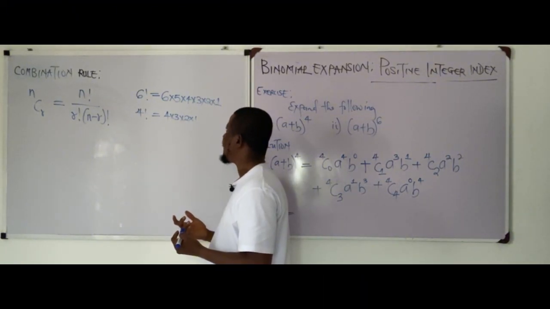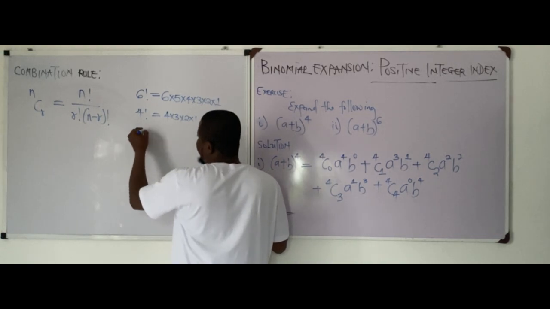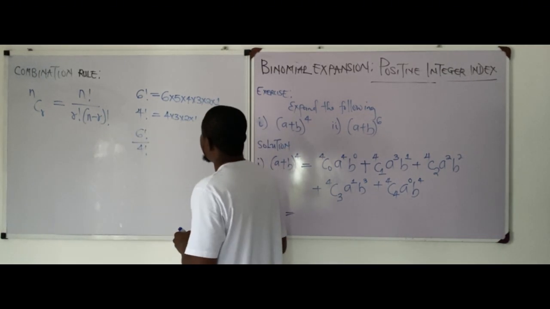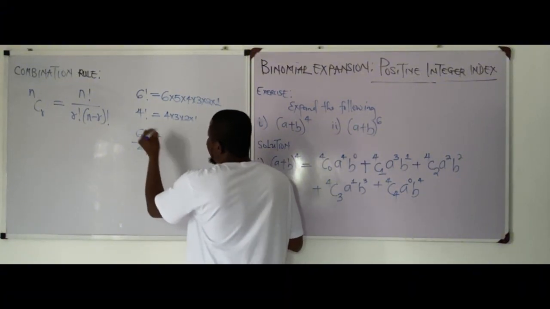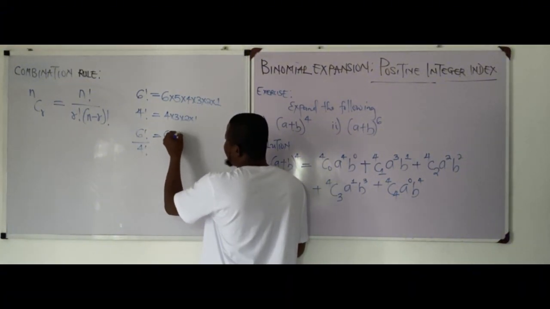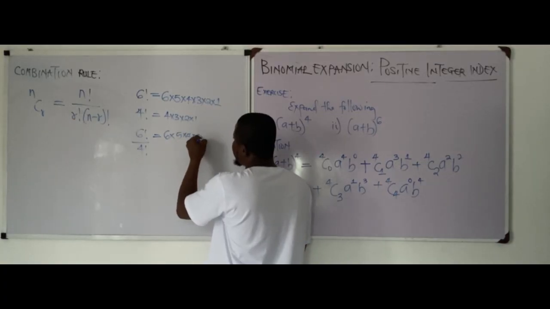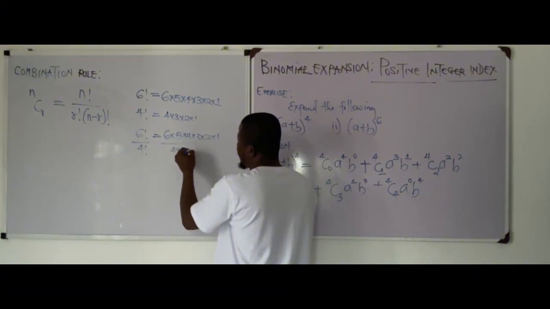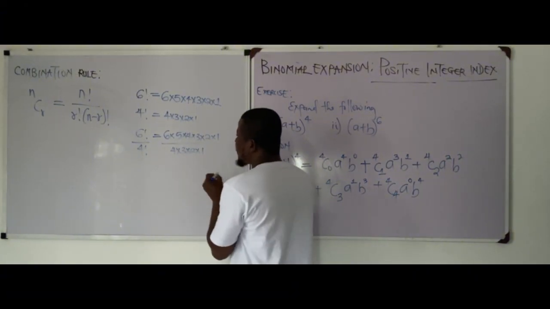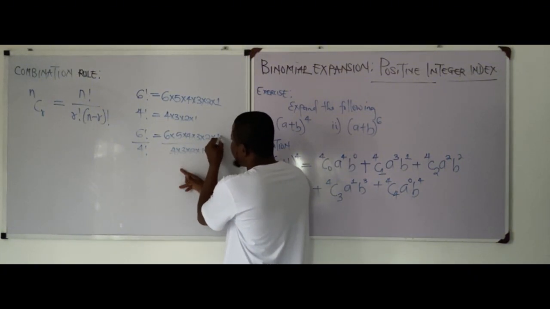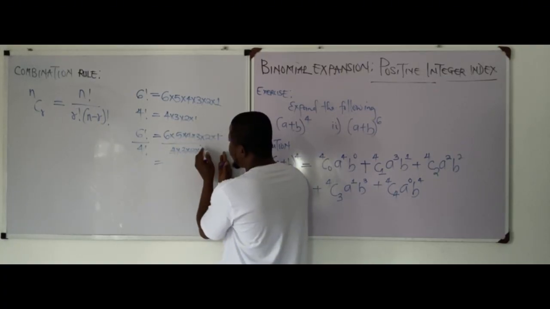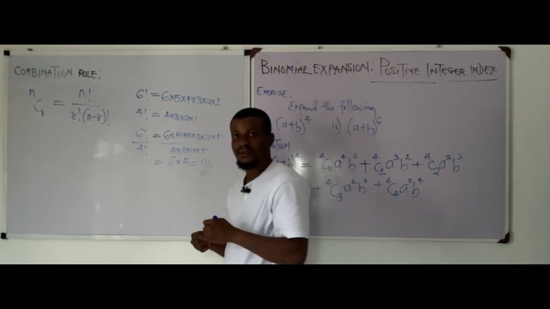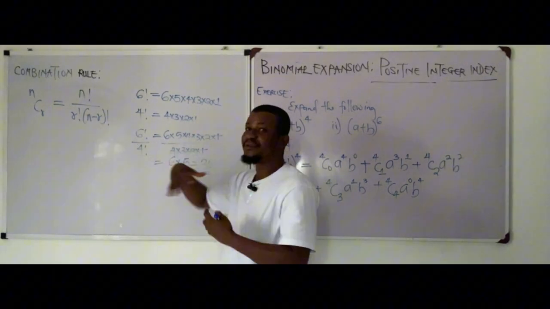Okay, so we can perform different operations with factorials. We can do, let's say, 6 factorial divided by 4 factorial. For example, this will be 6 times 5 times 4 times 3 times 2 times 1 divided by 4 times 3 times 2 times 1. Now you can see that the whole of this can be divided by this, and you just have 6 times 5, which is 30.